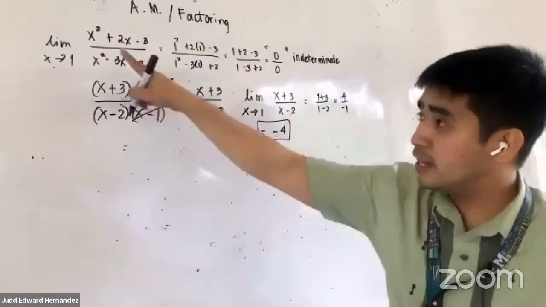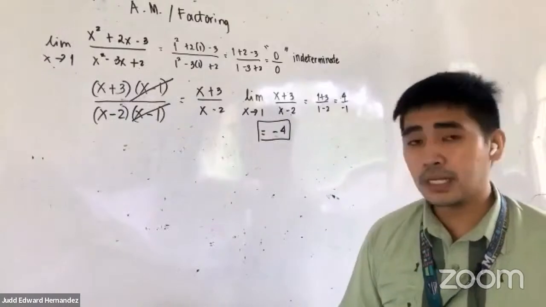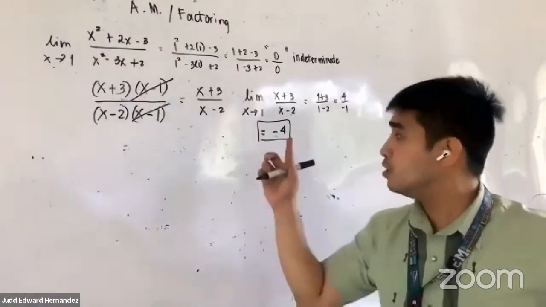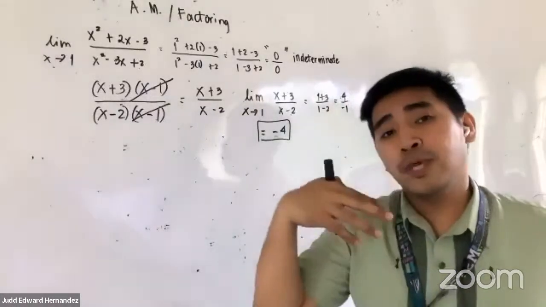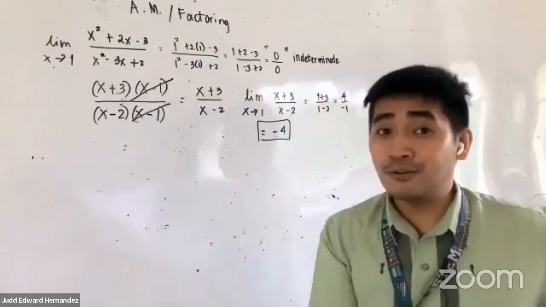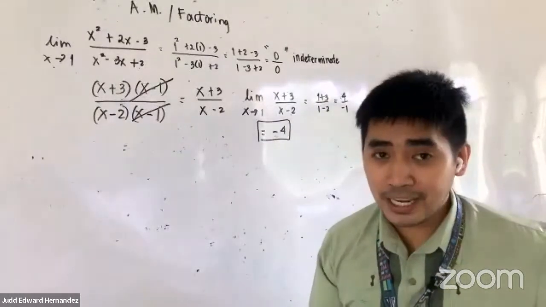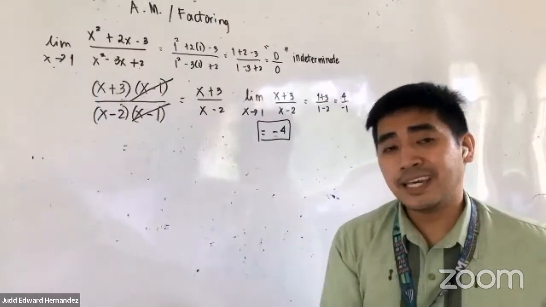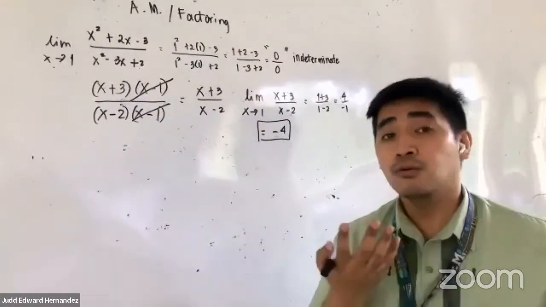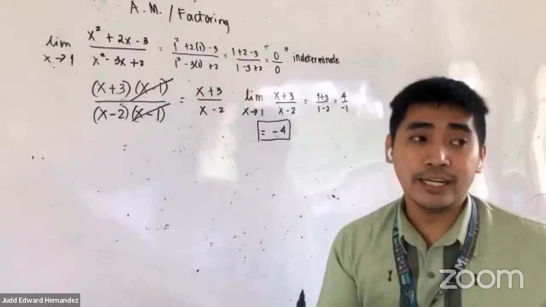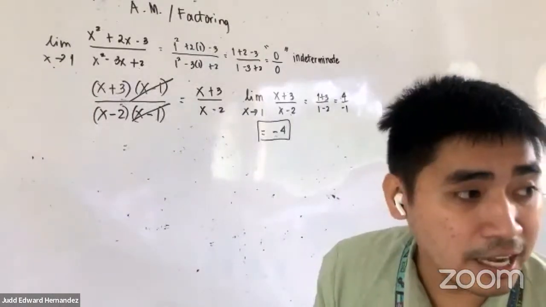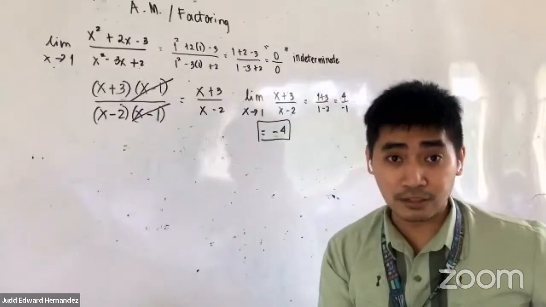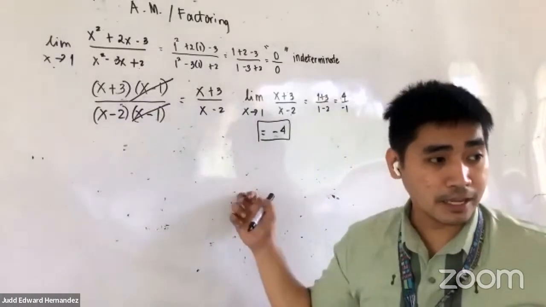And we could say that the limit of x squared plus 2x minus 3 all over x squared minus 3x plus 2 is negative 4. It is not anymore indeterminate. We have looked for another solution, and that solution is through factoring. By factoring and by cancellation, we were able to come up with an answer, and that answer is negative 4. Are we clear? Naintindihan po ba yung first method natin, which is factoring? Yes or no?